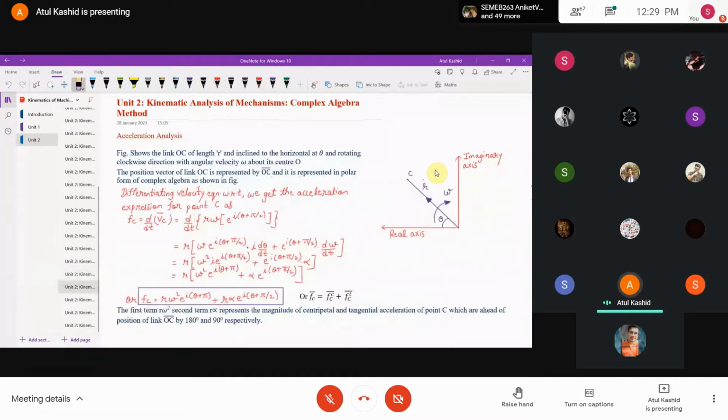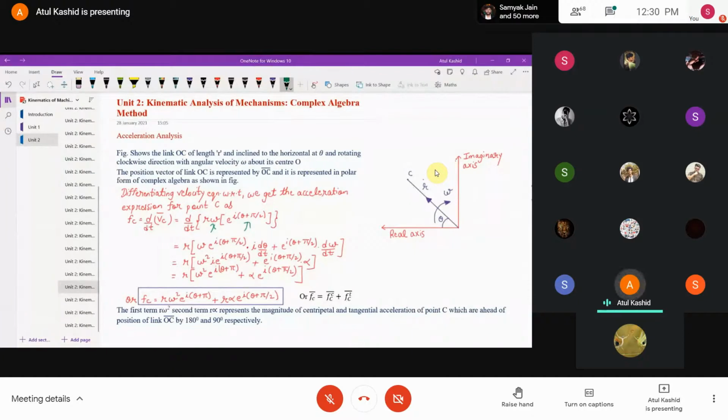Okay, so this is the velocity equation. Next, we have the acceleration equation. Differentiating the velocity, we'll get the acceleration equation. So again, d by dt of VC bar, we are going to do it. We have the velocity equation, r omega e raised to i(theta plus pi by 2). Here, we need to remember that r is constant because it is the length of the link, which can be taken outside of the differentiation. So we have two terms, omega and e raised to i(theta plus pi by 2). Again, use the UV rule and we'll differentiate.